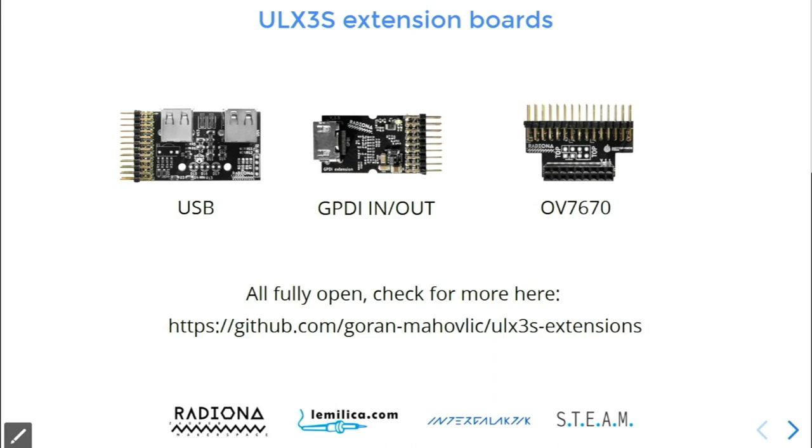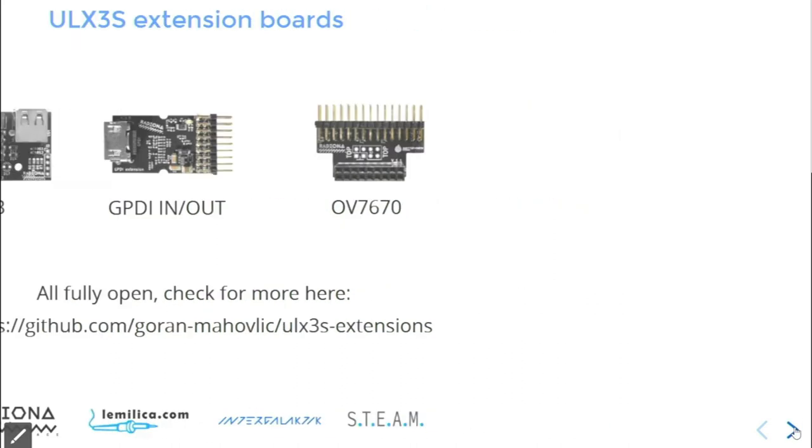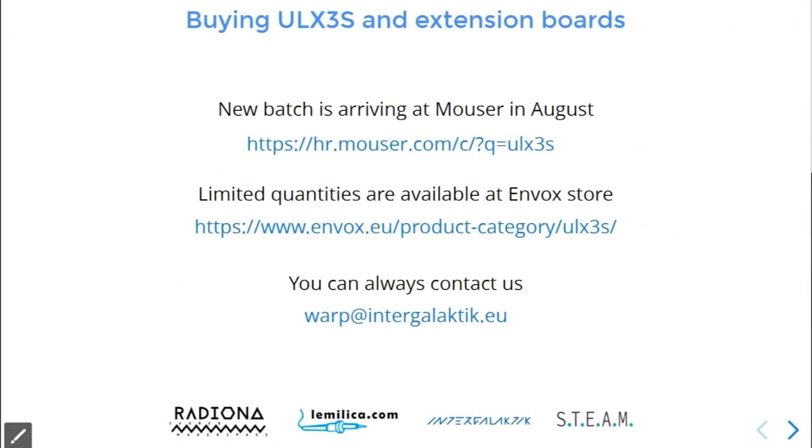The last extension we are selling is for OV camera. You can use up to two extensions on one ULX3S port. Check other extensions on my GitHub account. As for availability of ULX3S and extension boards, you can check Crowd Supply, Mouser, or NXP. Or you can contact me directly.